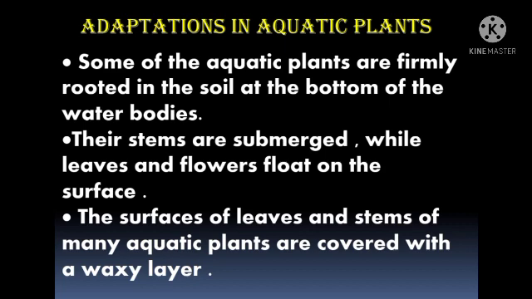What does submerged mean? Submerged means under the water. Their stems are under water. The stem of the aquatic plant lies under the water and we can see the leaf and the flower above the water. That means it floats on the surface of the water. The surfaces of leaves and stems of many aquatic plants are covered with a waxy layer. The leaves and stems have a waxy coating on them. That means the leaves and stems are smooth, soft like wax.